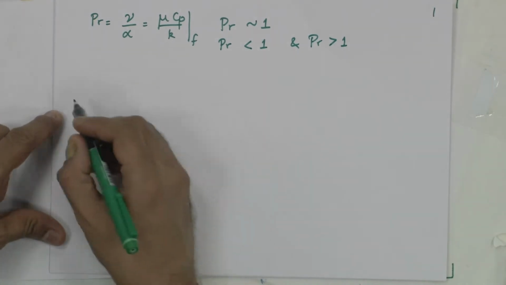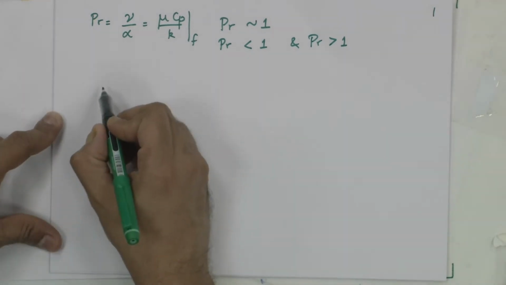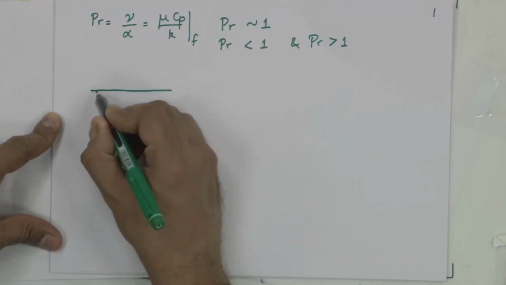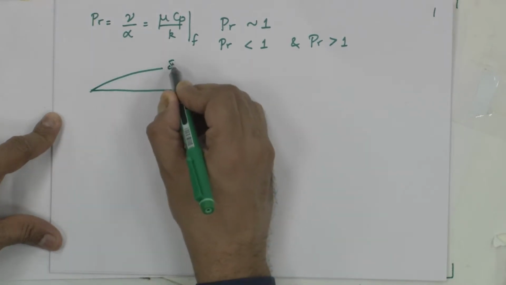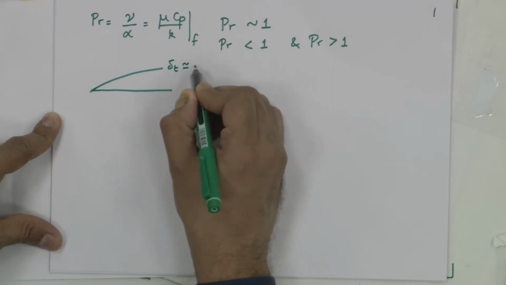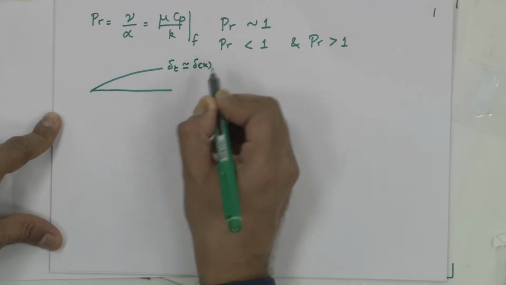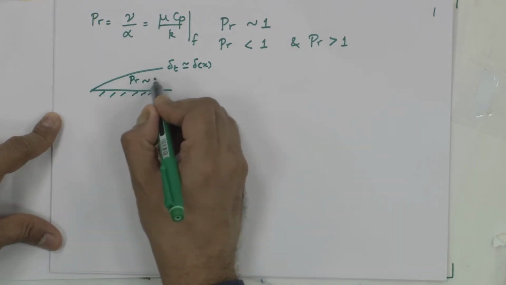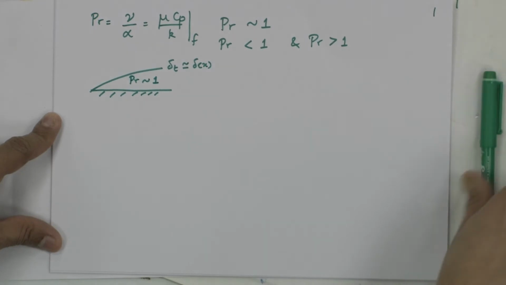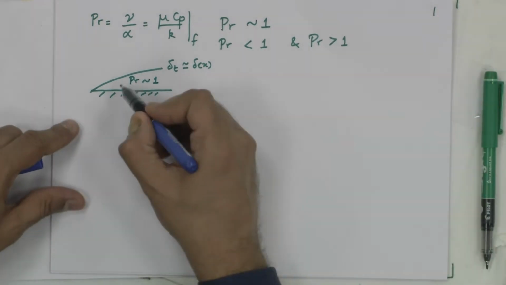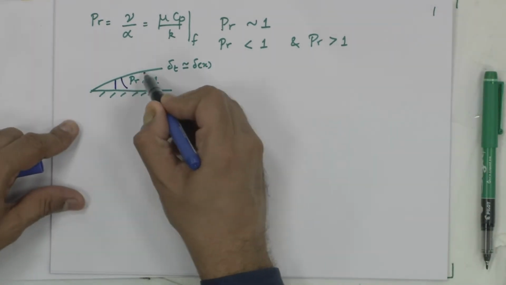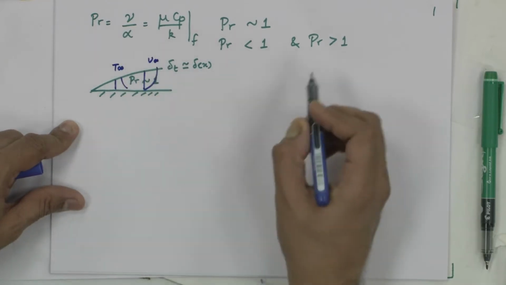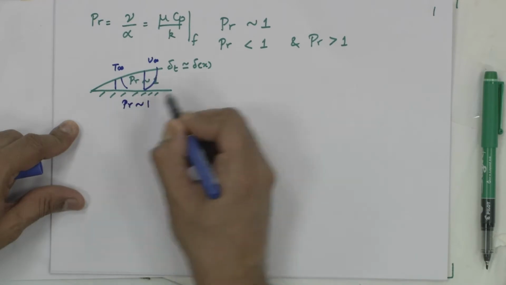These different values of Prandtl number gave rise to three different situations. Where the hydrodynamic boundary layer and the thermal boundary layer are of the same thickness, they grow at almost the same rate. That is where Pr is of the order 1. So, in this, the velocity and temperature profiles would vary in this region only. Afterwards, this would be T infinity and this would be U infinity. This is Pr of the order 1.